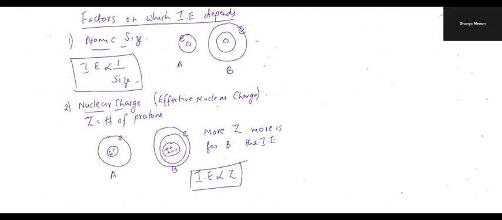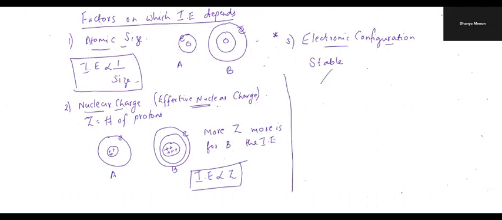As the number of protons increases, or as the effective nuclear charge increases, the ionization energy increases. Now coming to the third factor, which is the electronic configuration, which is very important. If the electronic configuration is stable, that means, as we learned when we were doing the configuration, half-filled and fully-filled shells.